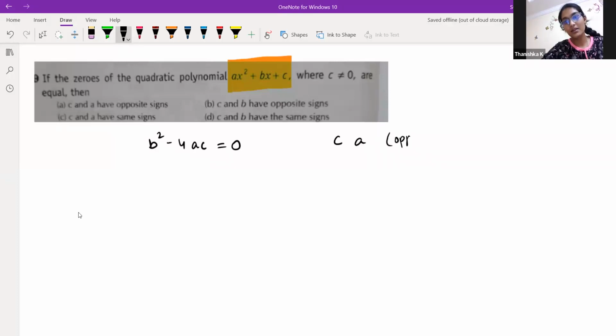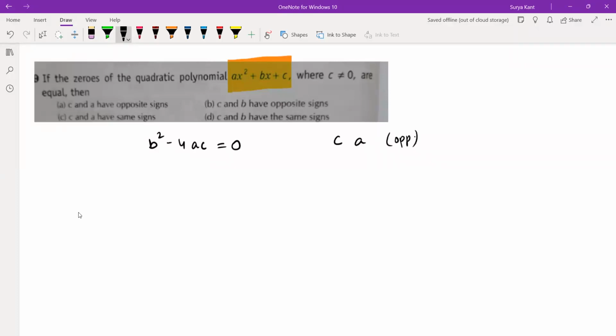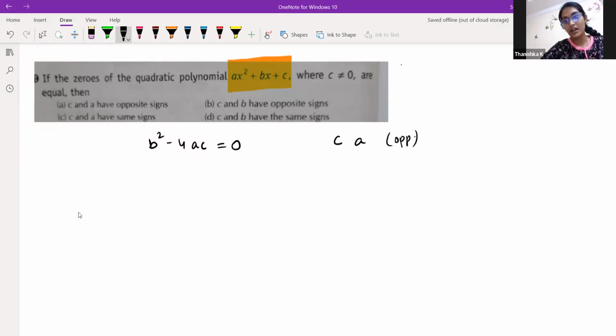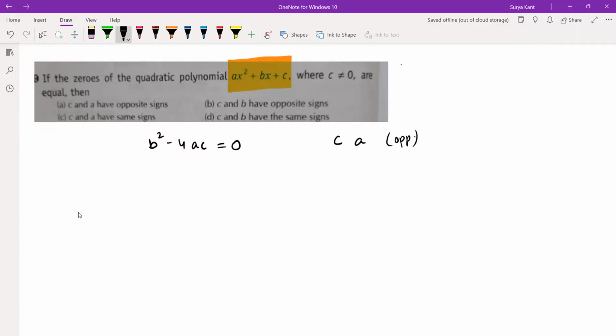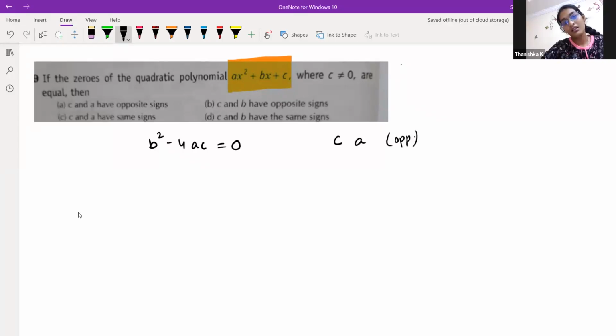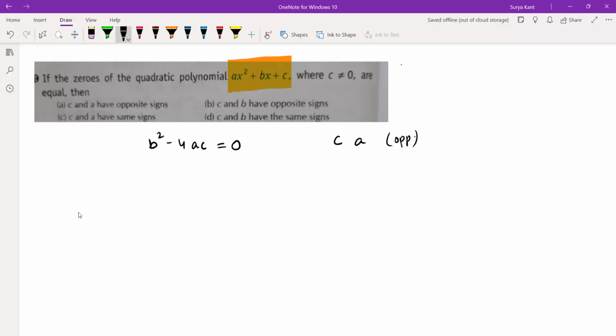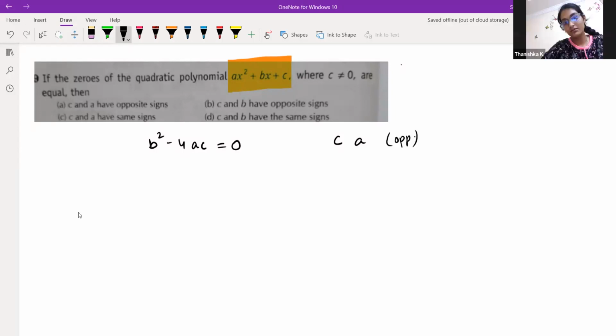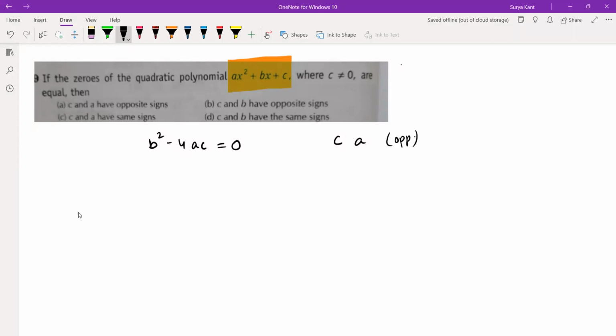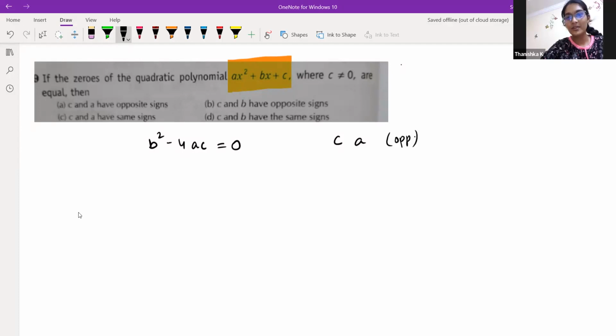So why did we take b square minus 4ac? D we have not read, I think, no? No, we haven't done this. Okay. Zeros means what, Tanishka? In this, you have read quadratic equation, right? Yes, sir. So in quadratic equation, you remember, if D is equal to 0, then roots are equal. If D is greater than 0, roots are real and distinct. If D is less than 0, then roots are imaginary. You know that? No, sir, I don't remember that.